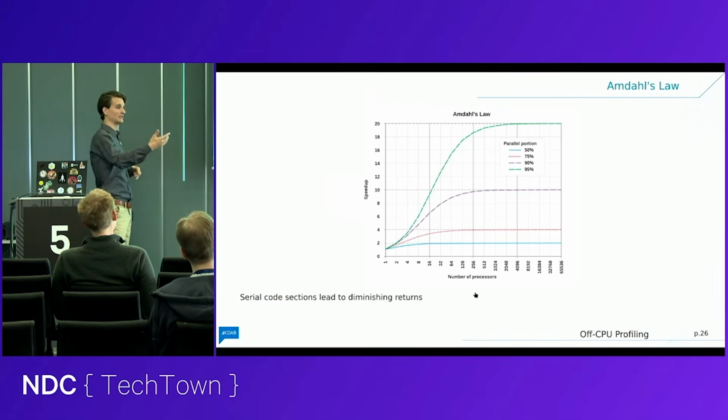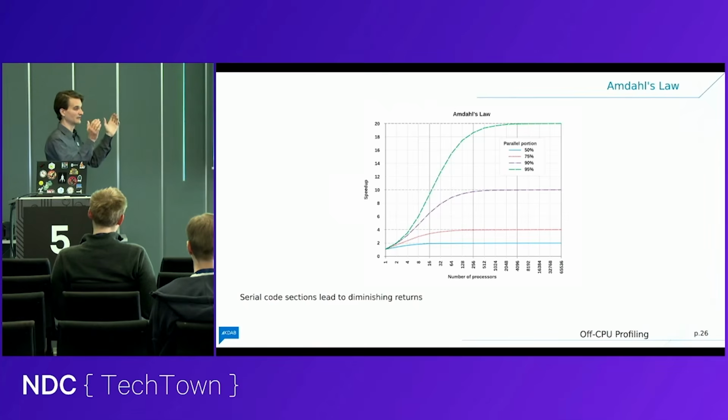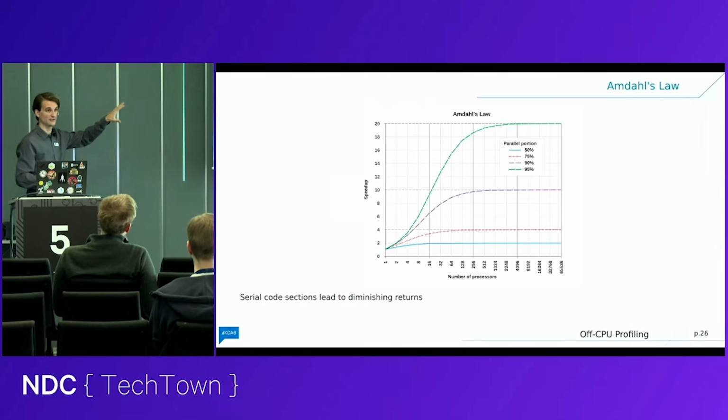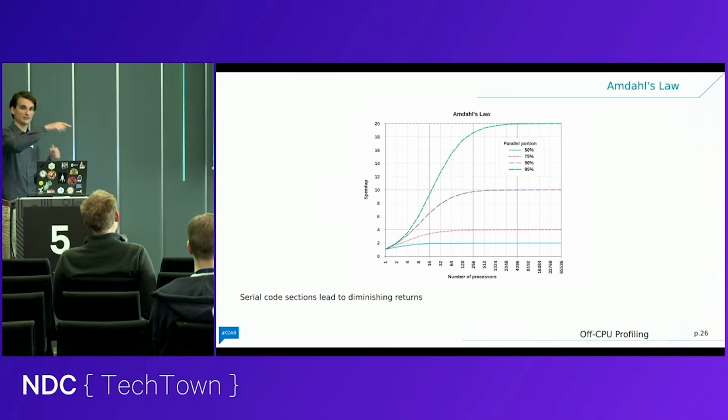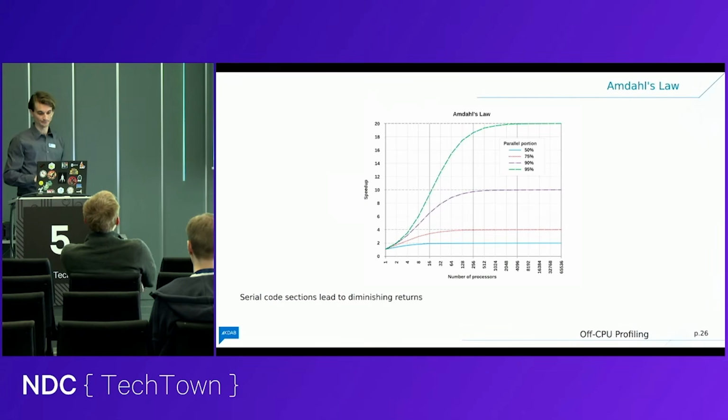The more you try to use multiple cores in your application, the more you have to take into account that serial portions of your code will start to dominate drastically, right? And with this holistic view that you can look at both on-CPU and off-CPU, you can figure out where that is happening and fix those situations to hopefully get better scaling the more hardware you're throwing at your problem.